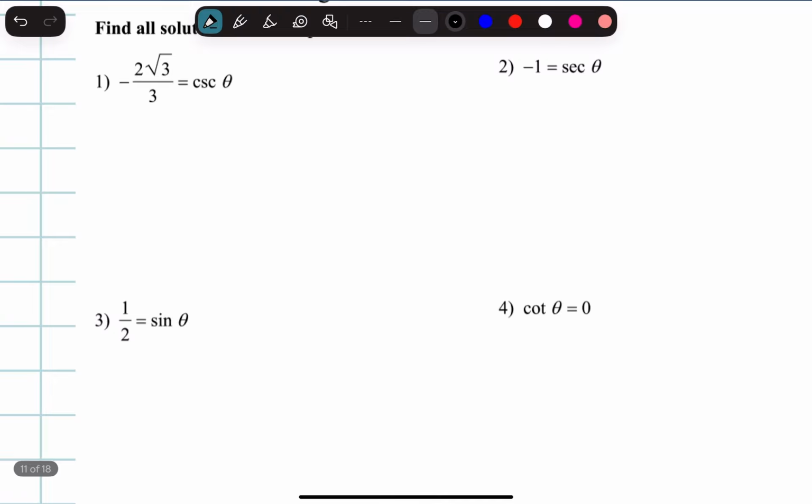So we can rewrite this as sine of theta is equal to negative 3 over 2 root 3, which is equal to negative root 3 over 2. And I'll show you how we get this. Basically you just multiply that by negative 3 over negative 3. That's just rationalizing the denominator, and then you can just cancel out, so that just becomes 2 over root 3, which is equal to negative root 3 over 2.